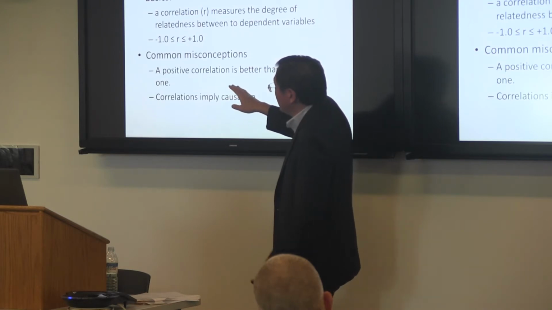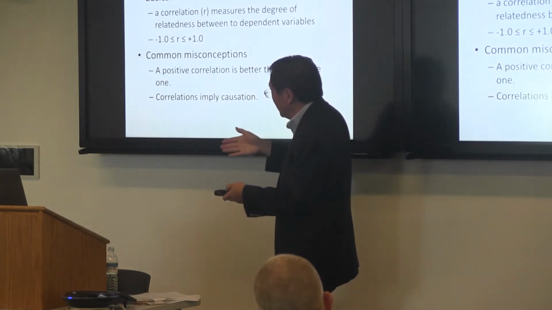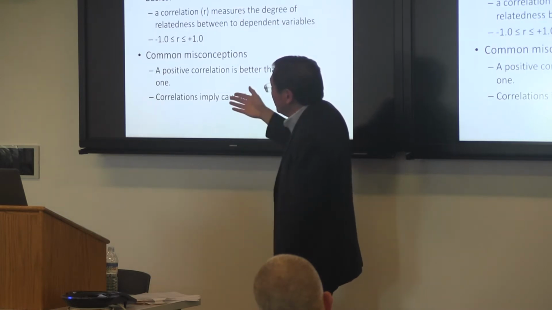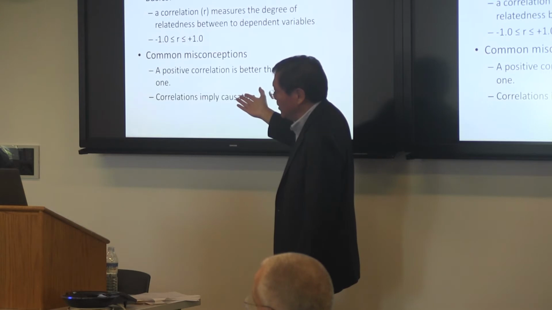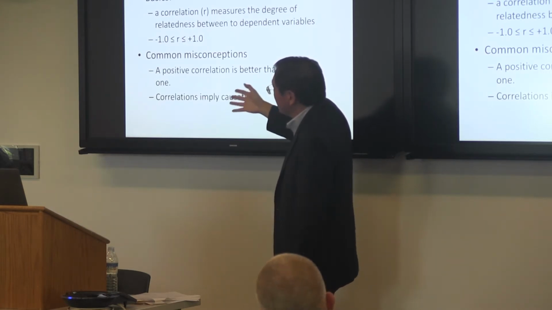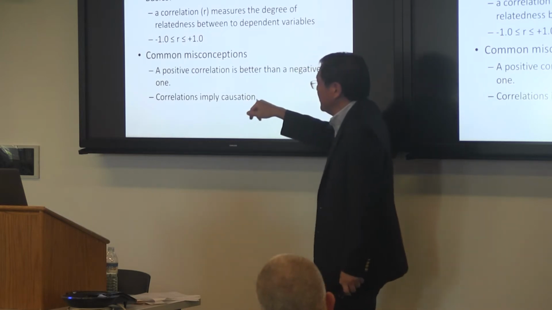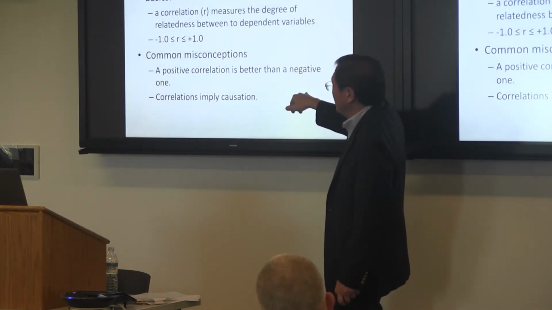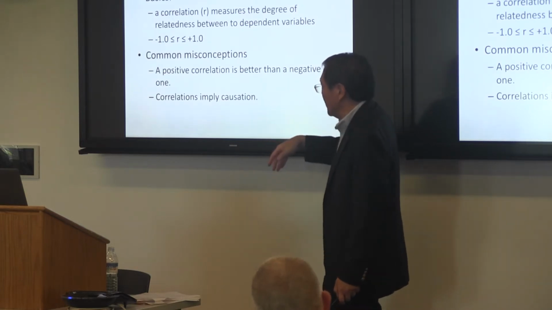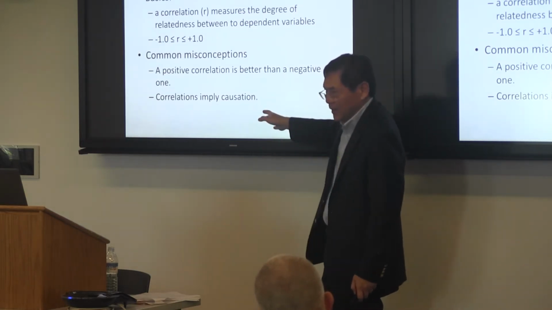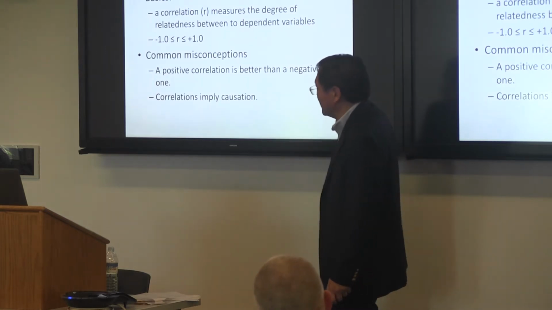The absolute value tells you the strength of the correlation. The closer it is to an absolute value of 1, the stronger it is. The closer to 0, the weaker it is. So a negative correlation is just as valid as a positive correlation. You just have to judge the strength based on the absolute value. And so it's a very common misconception that students have that a positive correlation is better than a negative one. And also that correlation implies causation, something that psychology majors hear about 20 times a day in their classes.